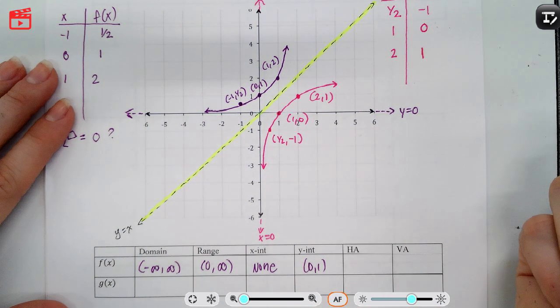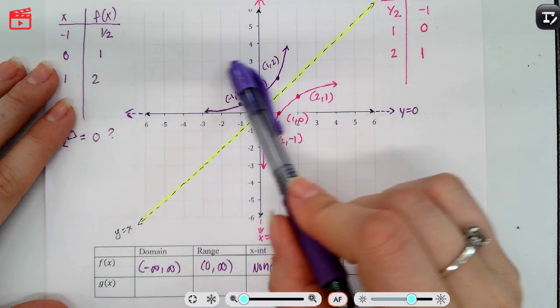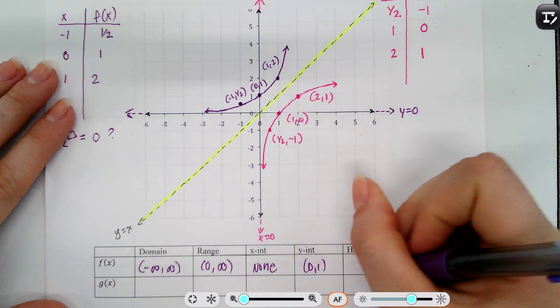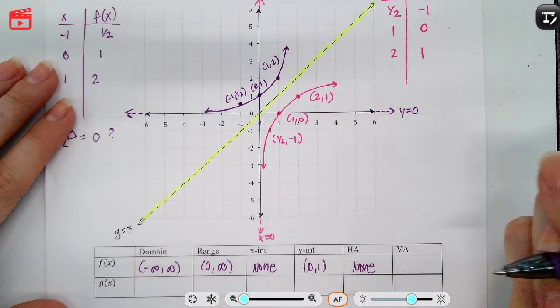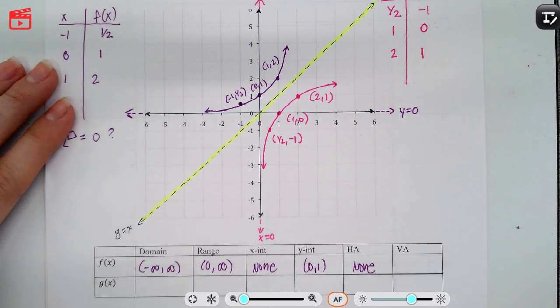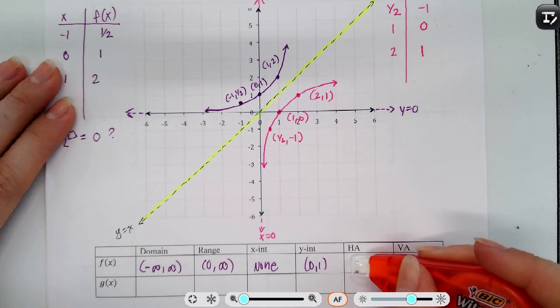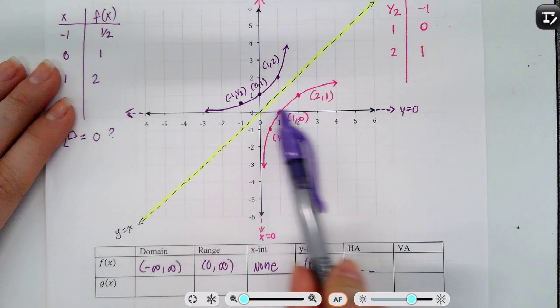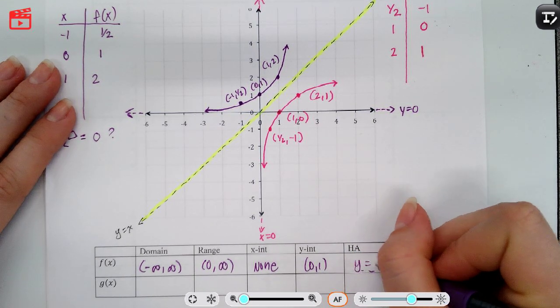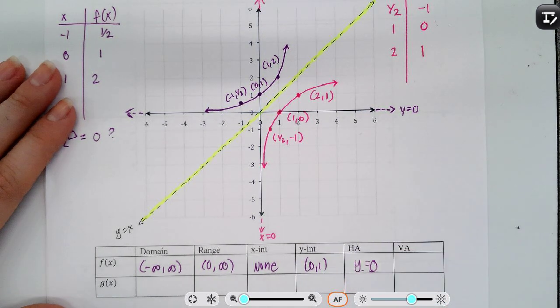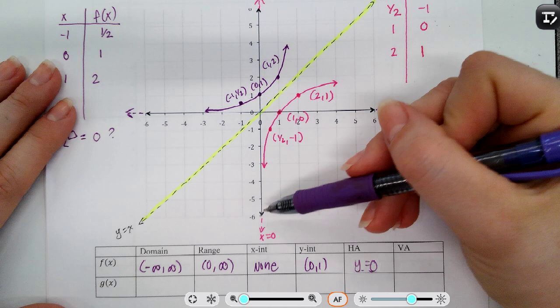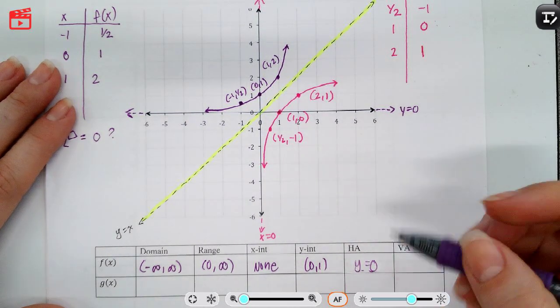Do we have any horizontal asymptotes for the purple graph? No, we don't. Oh, I'm sorry. We do have a horizontal asymptote for the purple graph. It's this one here, y equals 0. Do we have any vertical asymptotes? Nope, no vertical asymptotes, so none.